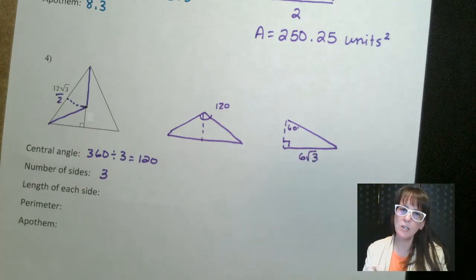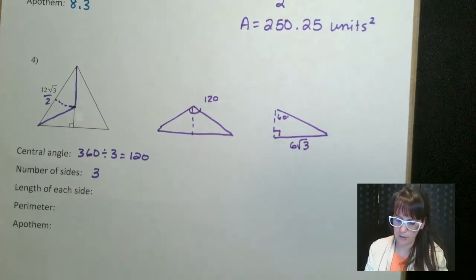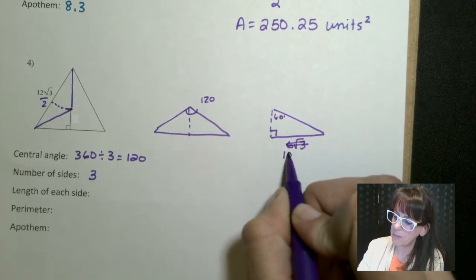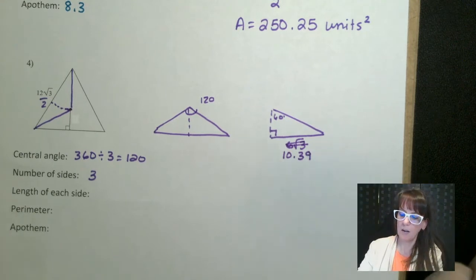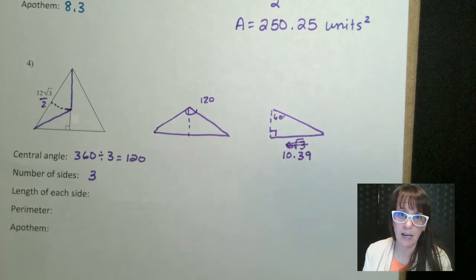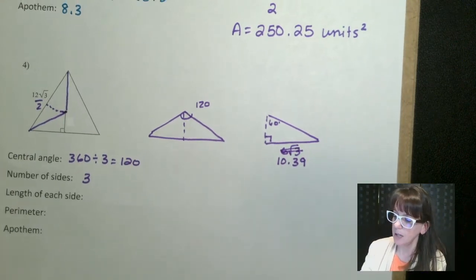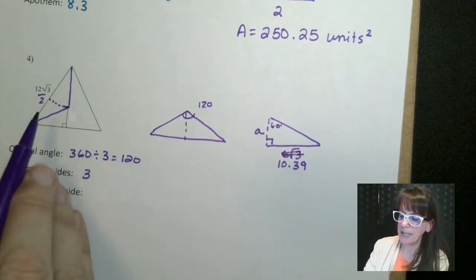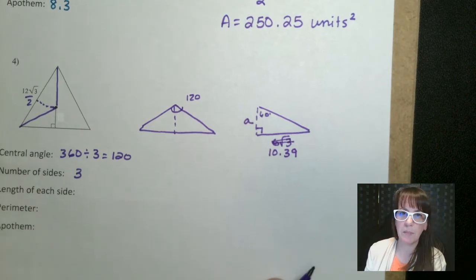Since we're not using our reference triangles yet, we're going to do 6 times root 3, which will give me 10.39. So this guy right here is 10.39. We'll talk about reference triangles in another lesson. What I do need is this apothem right here, because that's that middle thing. That'll give me my apothem.